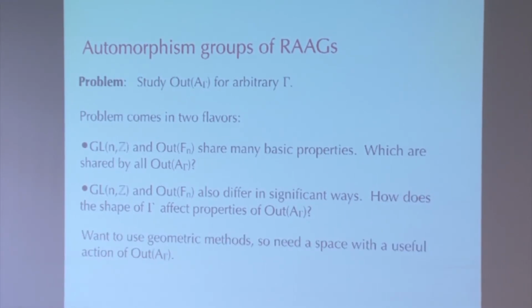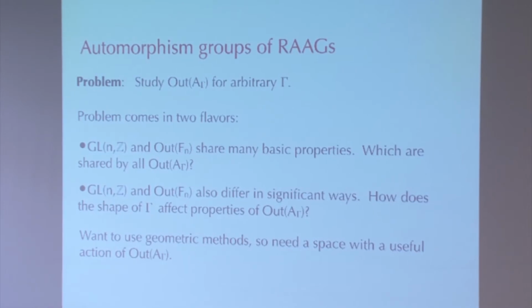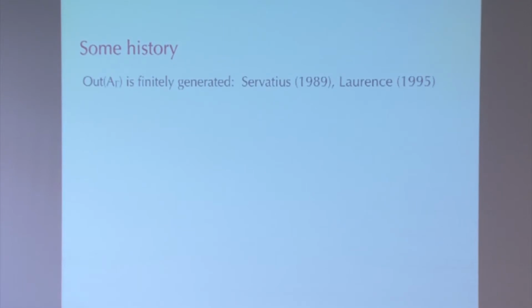So I want to use geometric methods to study these groups, so I need a space with a useful action of the outer automorphism group. But before I do that, I should point out that there has been a fair amount of work recently done on Out(A_Γ).